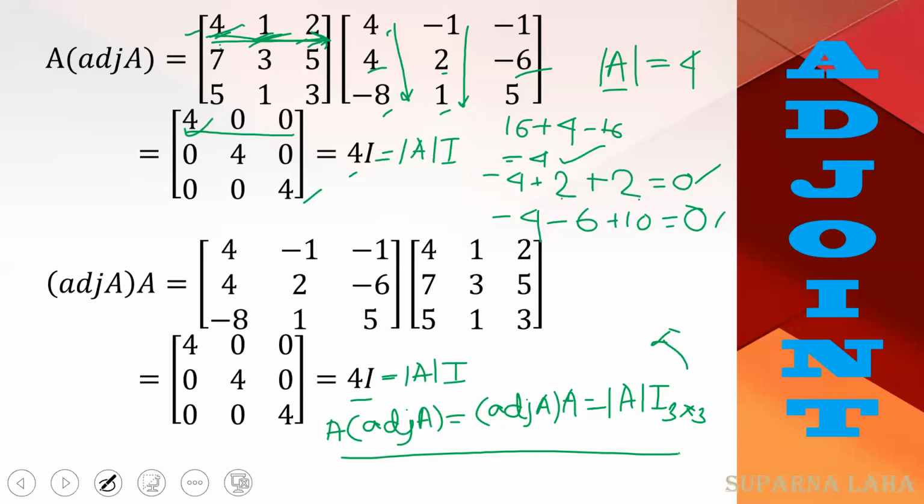That means this property holds for any matrix. You can prove it also by taking any general matrix in the form of A11, A12, A13, like that. If you take all the elements, you can also prove that A into adjoint A equals adjoint A into A equals determinant A into identity matrix. Now this is the adjoint matrix and its properties.